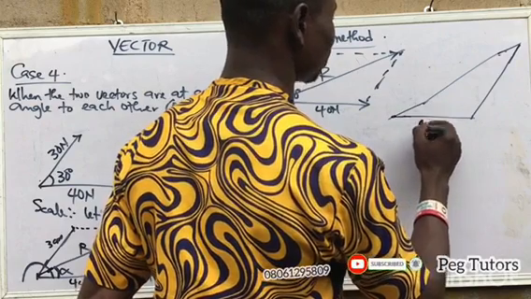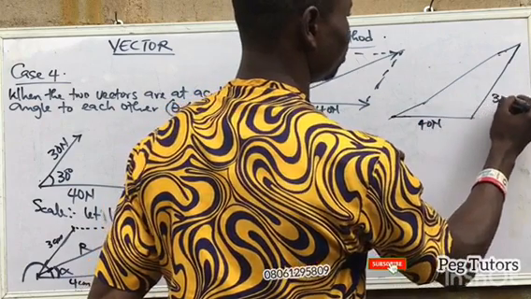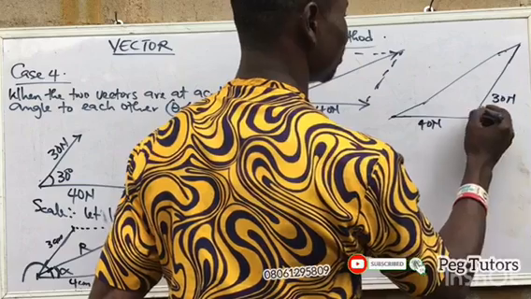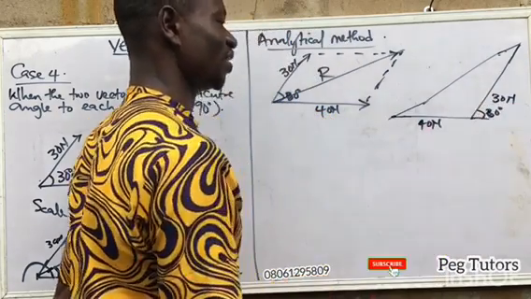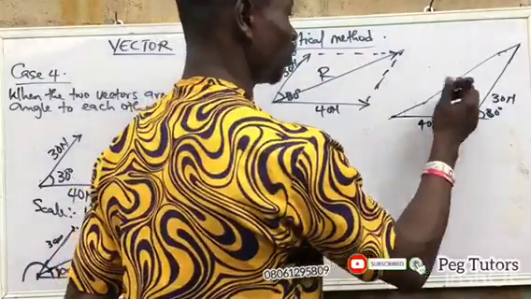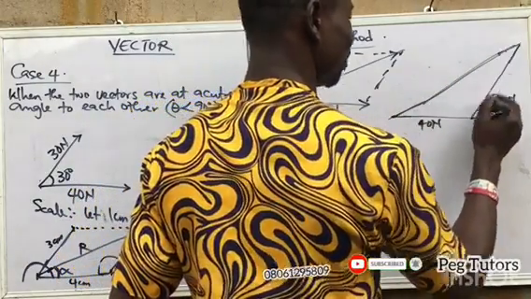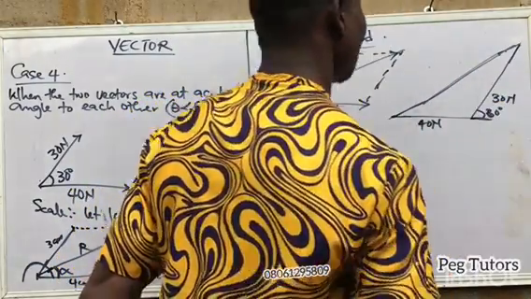Okay, so this is your 40 Newton and this is your 30 Newton. Here actually is your 30 degrees. Don't forget that. This place is not your 30 degrees. This place is your 30 degrees. Okay. Now let us see.